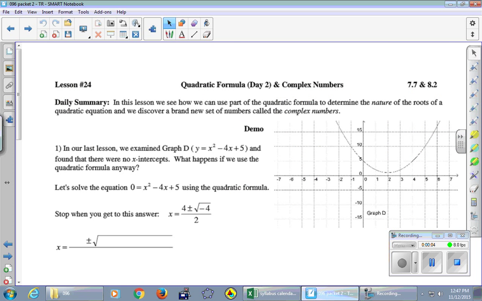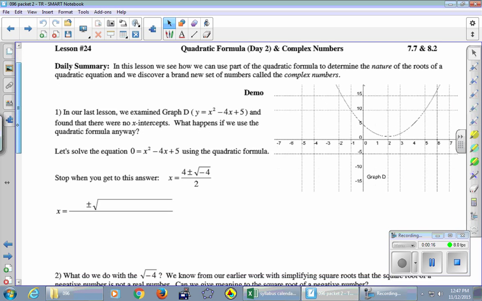Okay, so here we are at the top of 182, lesson number 24. In this lesson, we see how we can use part of the quadratic formula to determine the nature of the roots of a quadratic equation, and we discover a brand new set of numbers called the complex numbers.